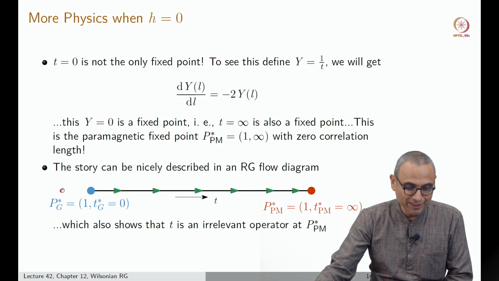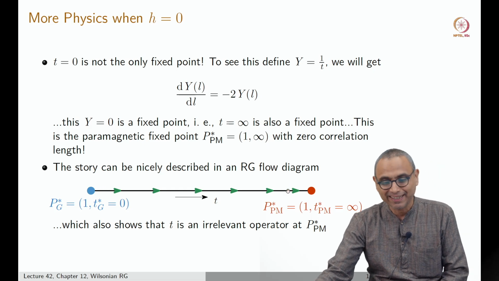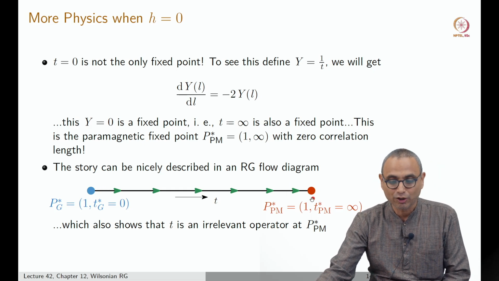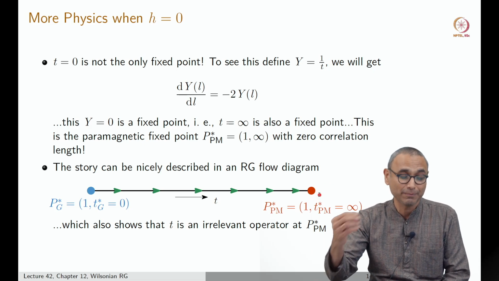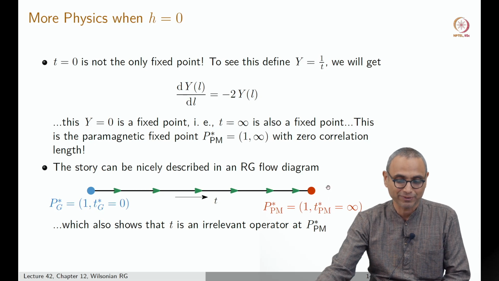This flow shows that t is a relevant operator here and an irrelevant operator here, and that is why I called it the paramagnetic phase. So there is no symmetry breaking, there is no symmetry preserving relevant operator around this.